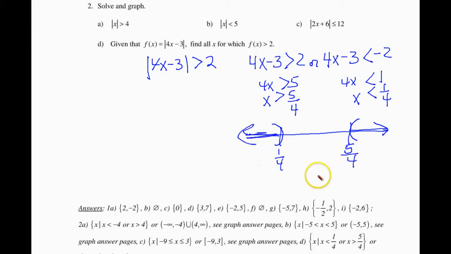And in interval notation, this would be from negative infinity up to 1/4, parenthesis now, union, parenthesis, 5/4 to positive infinity, right from the graph. And we did show you this down here as your set builder notation.